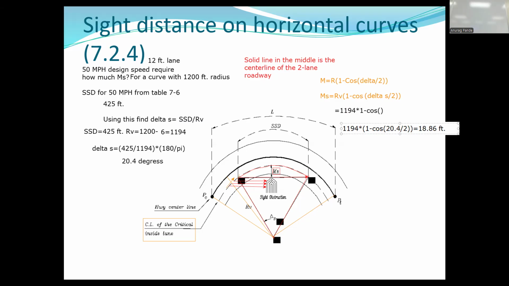If you cannot clear, for example, in this example, we said you need to clear 18.86 feet from the center line of the roadway. But if you cannot clear that much distance, what happens? Your curve does not have a design speed of 50 miles an hour. So this problem can be asked in multiple ways, right? This problem could be asked from a design speed perspective, or I could say, hey, I'm able to clear 20 feet from the center line of the inside lane. So I might give you this to begin with.